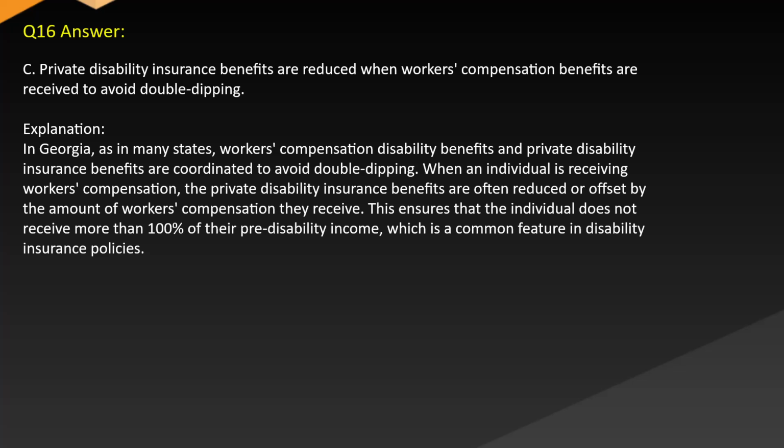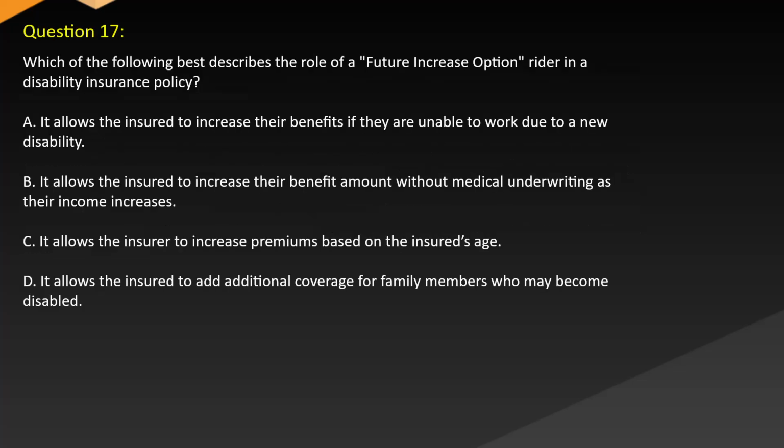Explanation: In Georgia, as in many states, workers' compensation disability benefits and private disability insurance benefits are coordinated to avoid double dipping. When an individual is receiving workers' compensation, the private disability insurance benefits are often reduced or offset by the amount of workers' compensation they receive. This ensures that the individual does not receive more than 100% of their pre-disability income, which is a common feature in disability insurance policies.